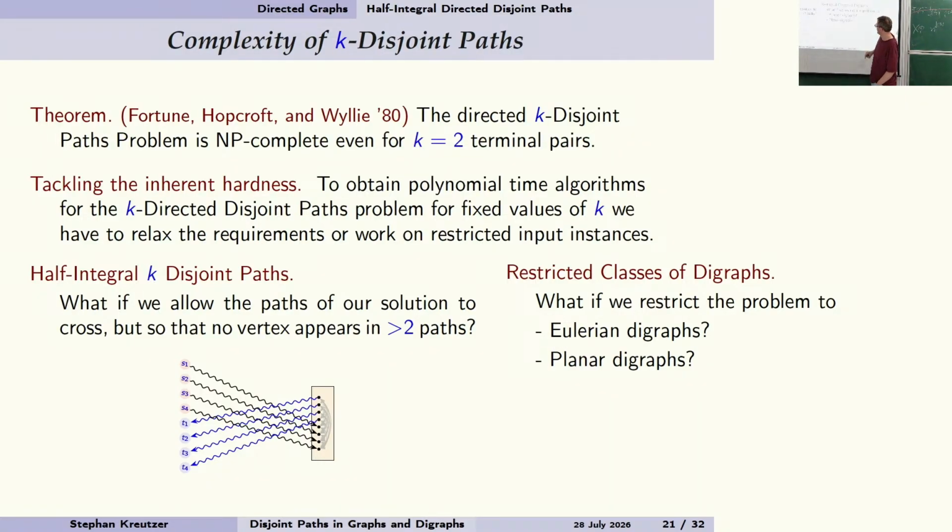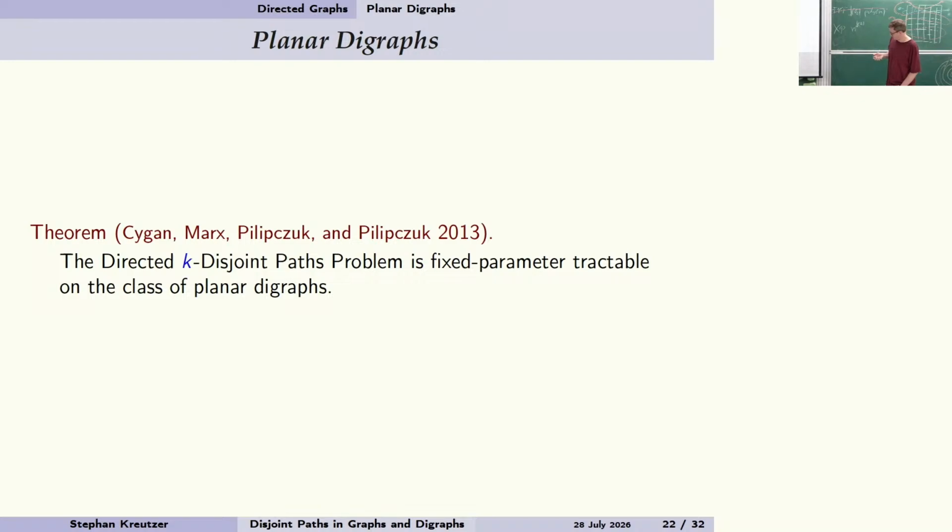Maybe we can look at restricted classes of graphs. Candidates that come to mind might be planar directed graphs, Eulerian digraphs, and other things not on the list. And indeed, the k-disjoint paths problem is fixed-parameter tractable in the class of planar directed graphs. This was proved by Seymour, Marx, and others, both of them. And on a very high level, the idea is similar.